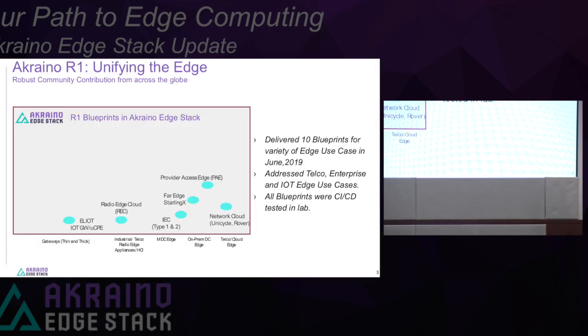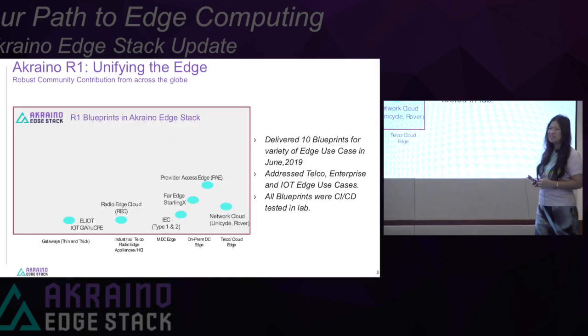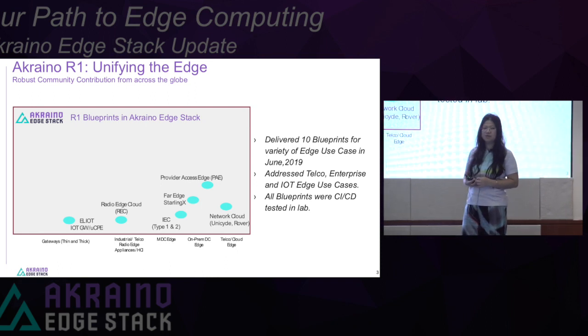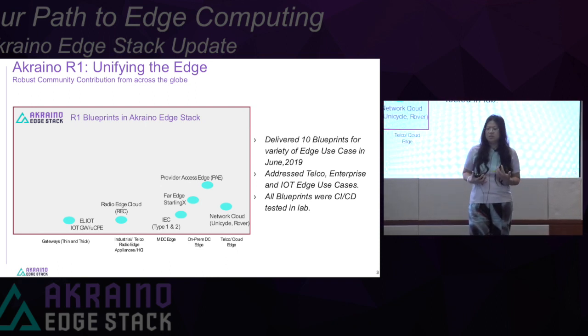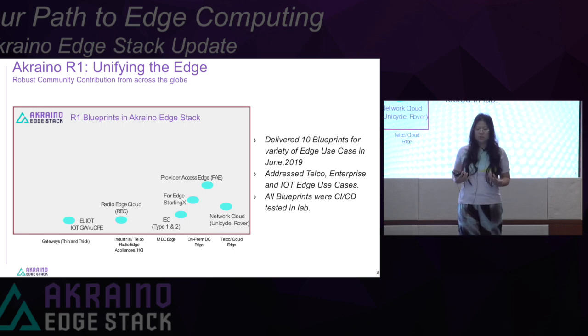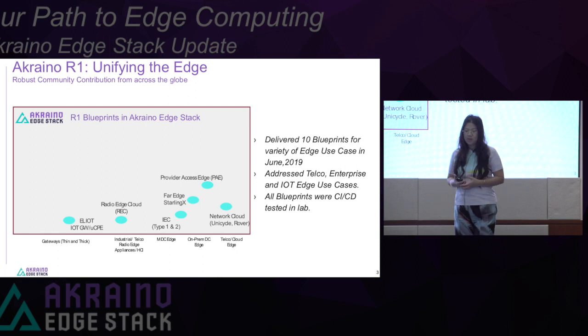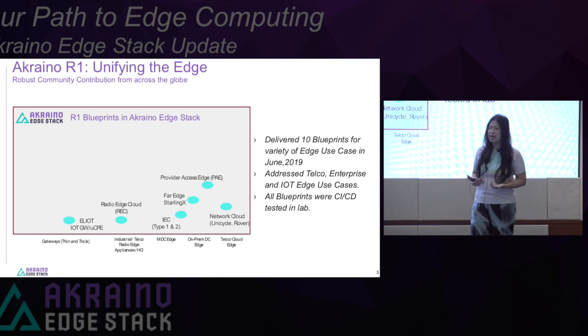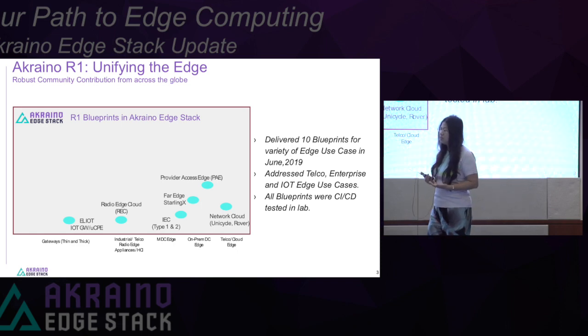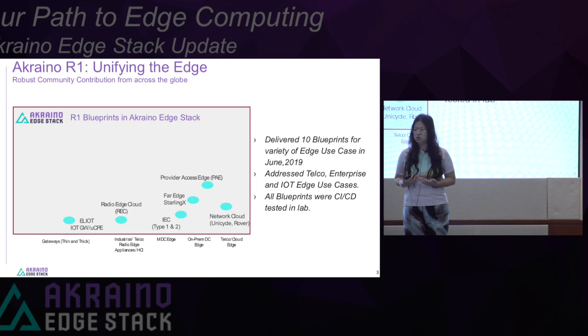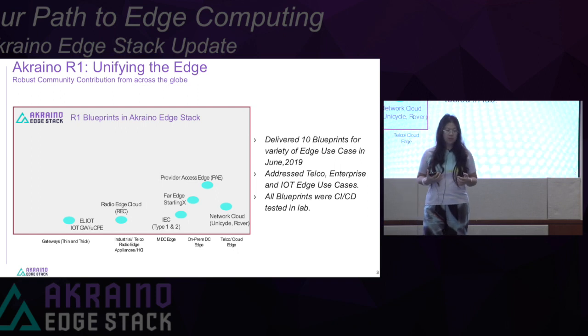Okay, here you go. On June 6 this year, we released the first release, Release 1. The purpose is to unify the edge with robust community contribution from across the globe. You can see we delivered 10 blueprints for a variety of edge use cases. It addresses telco, enterprise, and IoT edge use cases. All blueprints were CI/CD tested in the lab.